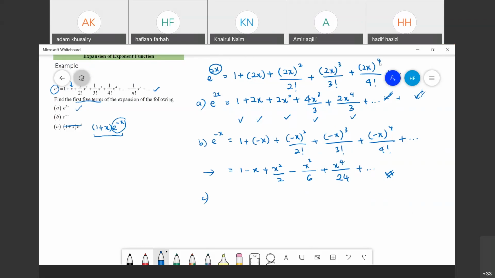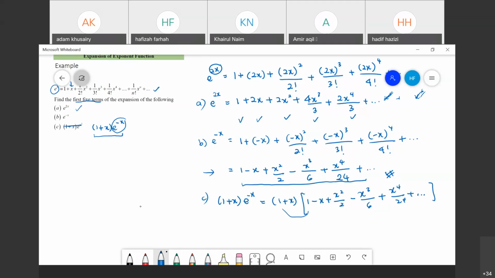Multiply. Multiply, yes. So we just have to multiply this 1 plus x into the expansion of e to the power of minus x. So we have 1 plus x times all this expansion: 1 minus x plus x squared over 2 minus x cubed over 6 plus this one. Then you multiply all this and get the first 5 terms of the expansion.